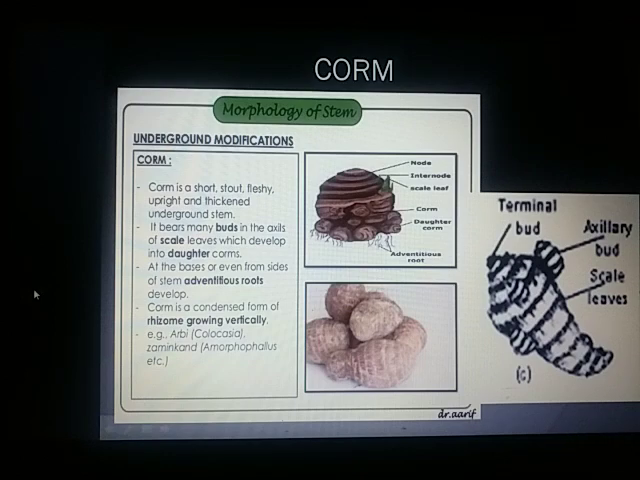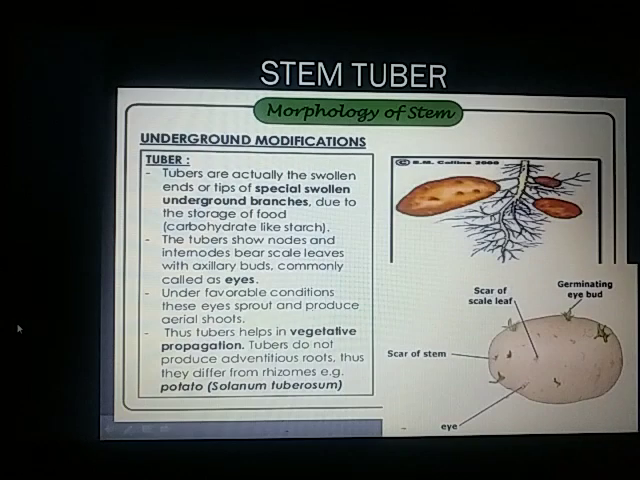Now, the second among the underground stem modifications is the corm. Rhizome grows horizontally below the surface of the soil, whereas the corm grows vertically below the surface of the soil. It has also nodes, internodes, scale leaves, and all that. The axillary buds will grow into the daughter corms, which help in vegetative propagation. The terminal bud will go into the aerial shoot. The two best examples mentioned here are Colocasia and Amorphophallus, the corm, which grows vertically below the surface of the soil.